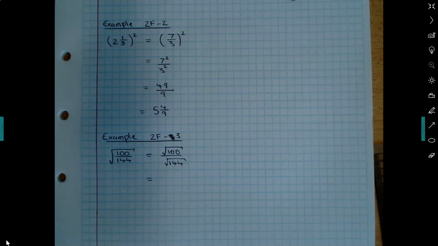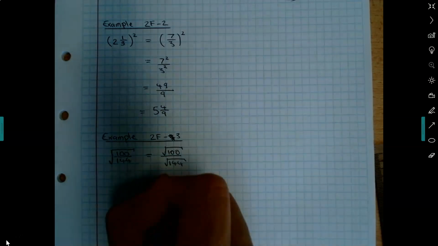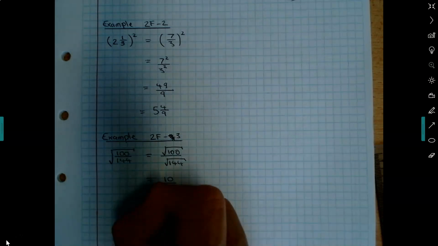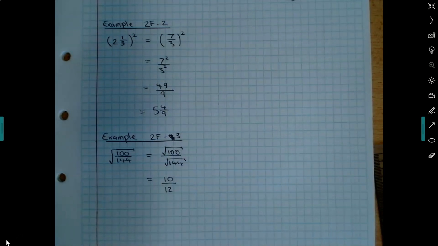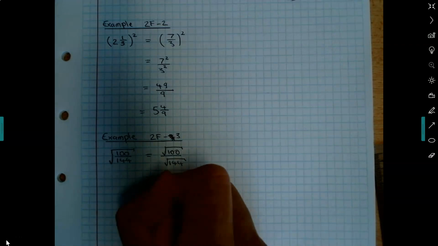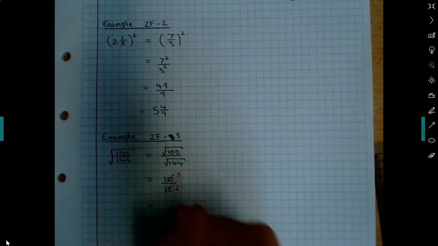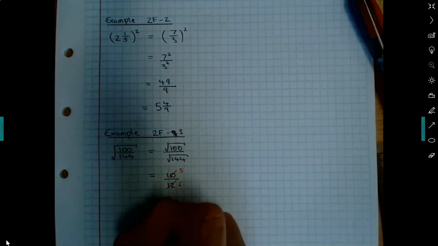And we all know that the square root of 100 is? What number can I multiply by itself to get 100? 10. So the square root of 100 is 10. And then what number can I multiply by itself to get 144? 12. So 10 over 12. Can that be simplified? Oh, I can divide top and bottom by 2. So if I divide 10 by 2, I get 5, and 12 by 2, I get 6. So you get 5 over 6.